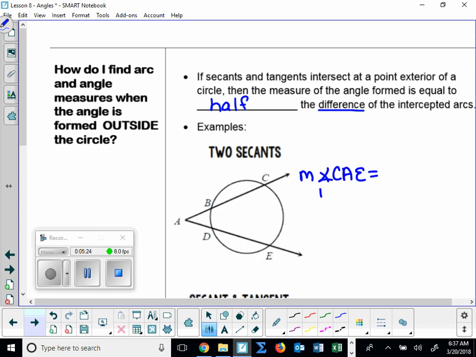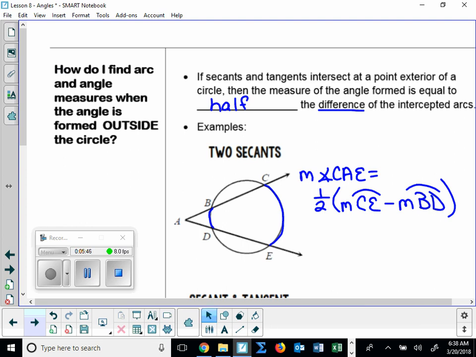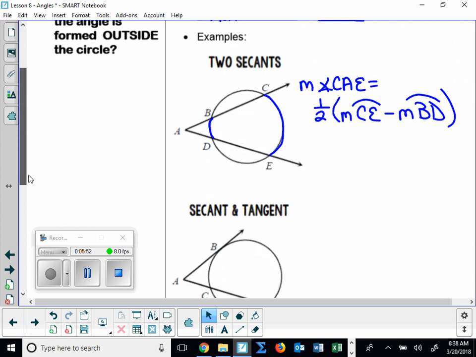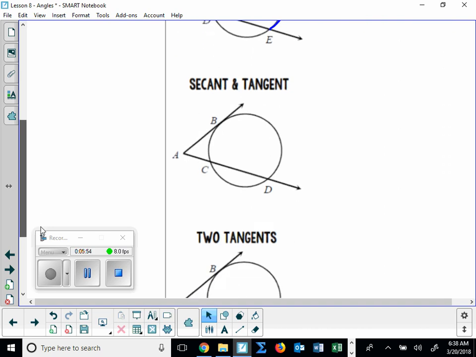That is going to equal half the larger arc, the measure of CE, minus the smaller arc, the measure of BD. You always do the larger one minus the smaller one because angle measures have to come out positive. So you're just going to subtract the smaller one from the larger one.